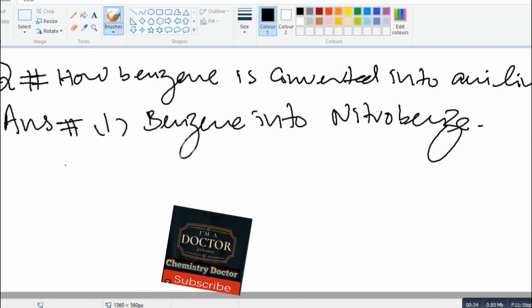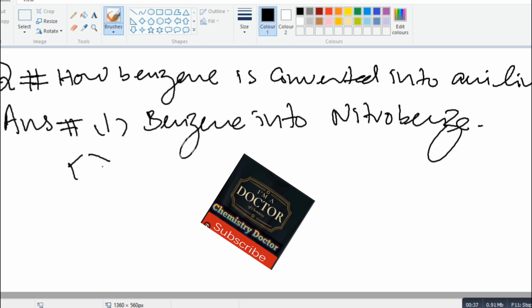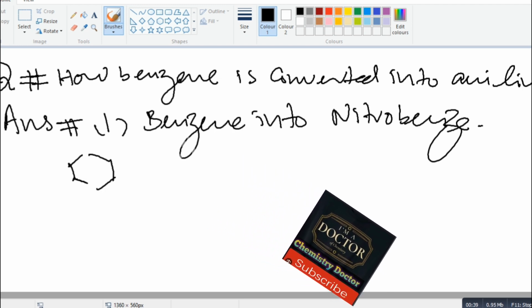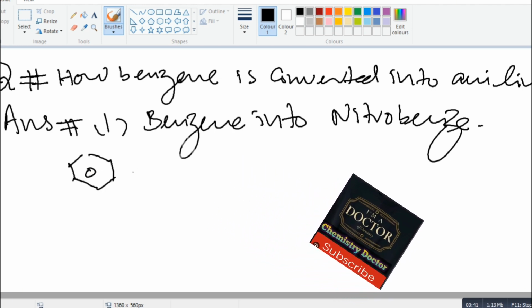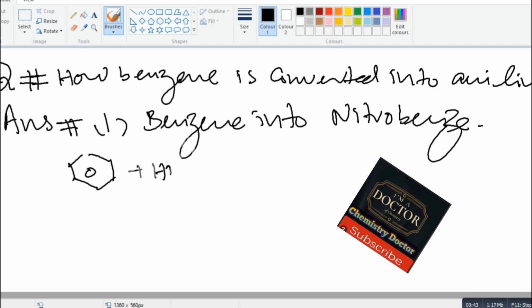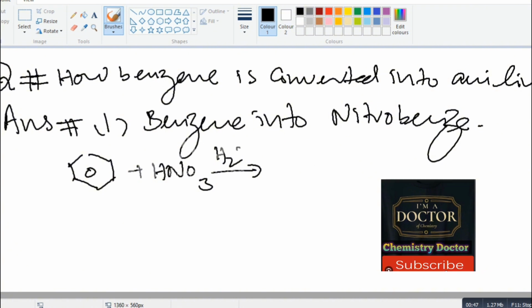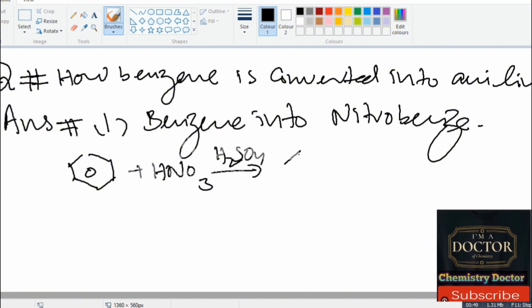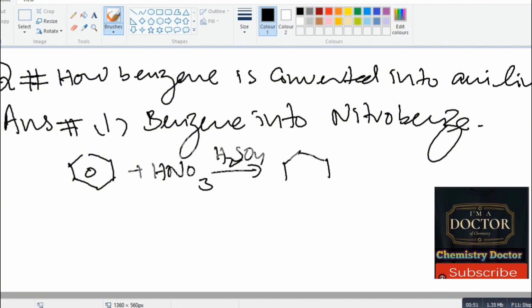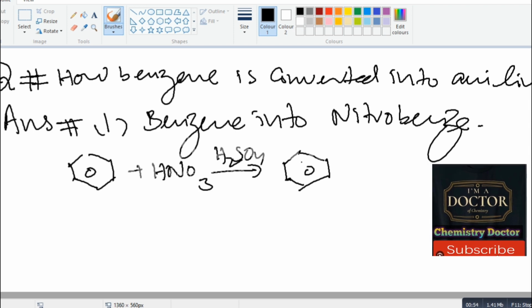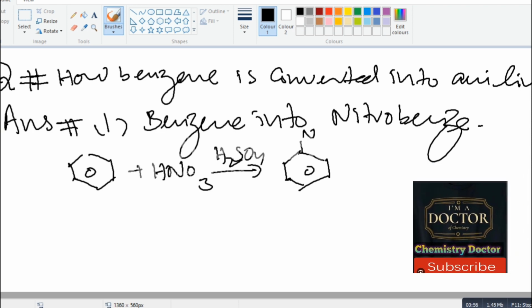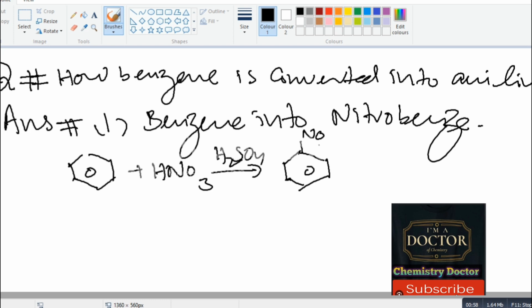This process will take place by nitration in the presence of sulfuric acid. The sulfuric acid is used as a catalyst, and in the first step, the benzene is converted into nitrobenzene.